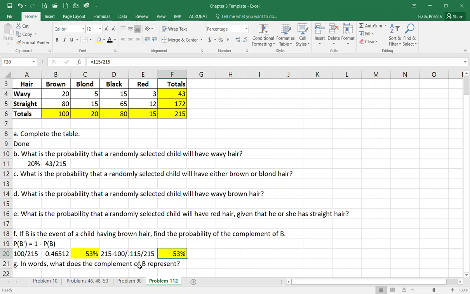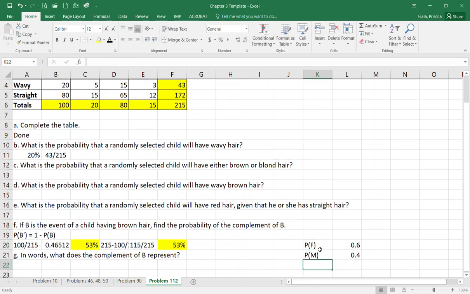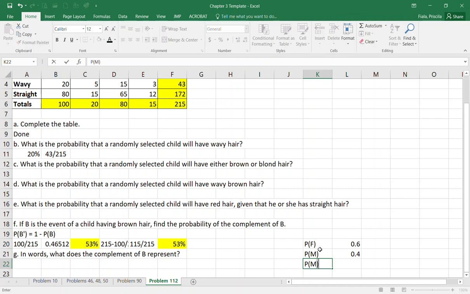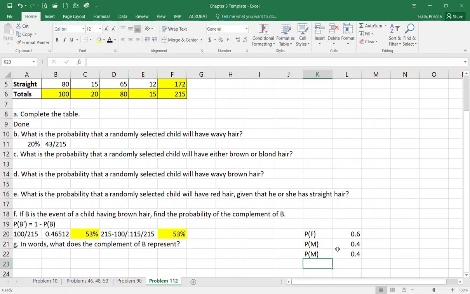So in other words, what does the complement of B represent? The complement of B represents 100% minus the probability of the event B. The complement is the difference between them. For example, if I tell you the probability of females, like we saw before, is 60%, the probability of male is going to be 40%. How do we know that? Because the probability of male equals 1 minus the probability of female. Here you go.